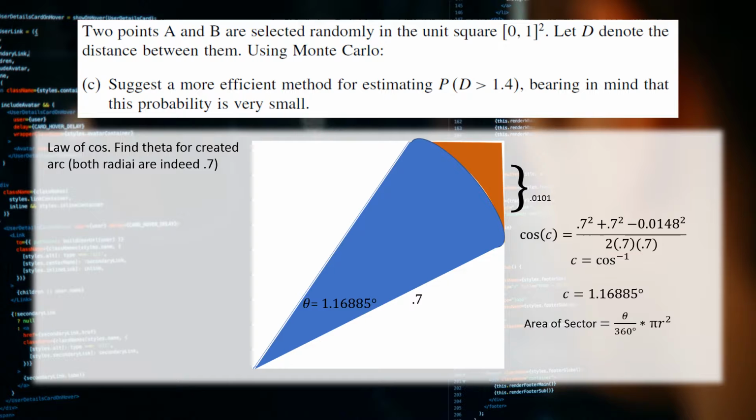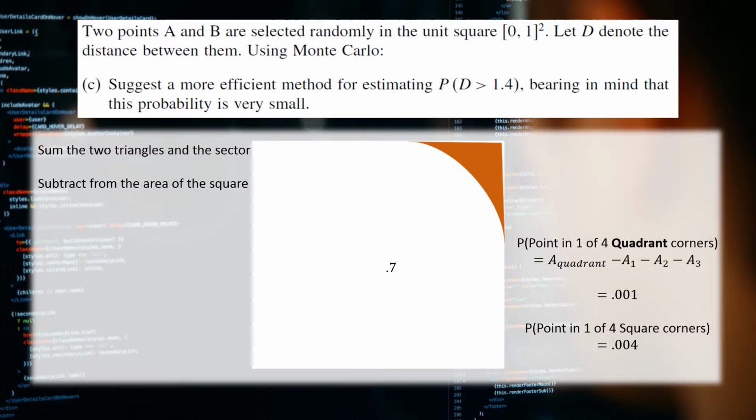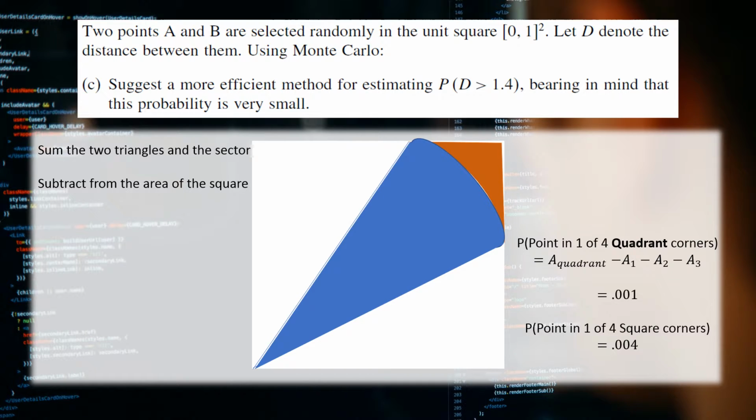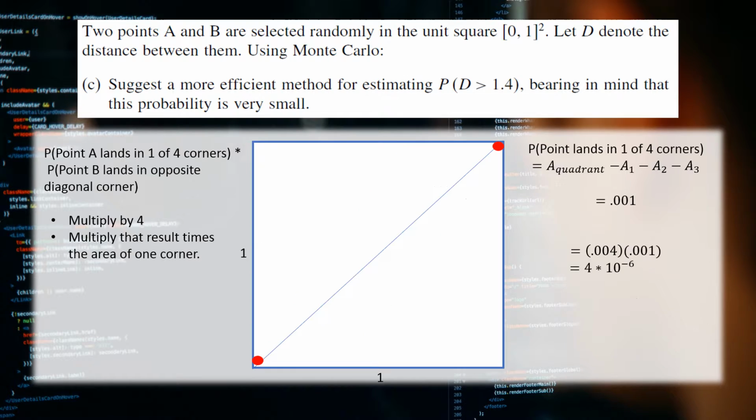With this, we're going to find the area of the sector in order to make our calculations, as well as the area of the 2 triangles that border it. So what we're going to do to find the area of the corner is we're going to subtract the 3 areas from the total area of the square. And in order to get our probability of all 4 corners or sectors of the square, we multiply that times 4 to get the probability of 1 point landing in at least one of those squares.